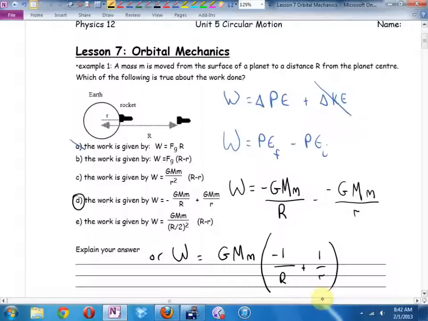I pulled out GCFs. In fact, probably they would write it 1 over little r take away 1 over big R instead of going a negative plus a positive, because that's kind of sloppy math. They'd write the positive, take away the negative. Anyways, that's how much work it takes to lift something. Again, if you let it go, it'll drop. Lift something, you can imagine little invisible angels doing the work, or a rocket engine doing the work, but not putting it in orbit, just firing it straight up.